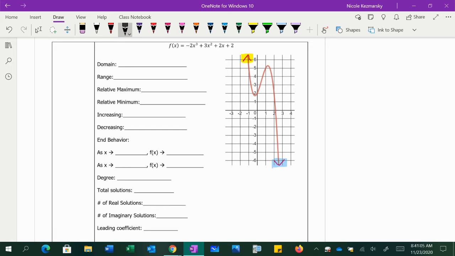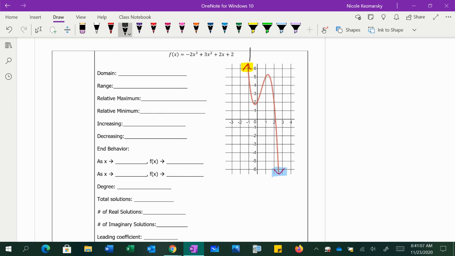Well, the yellow arrow is headed up, so the y values are headed towards infinity, but it's also headed very slowly to the left, so the x values are headed towards negative infinity. Similarly with the blue arrow, it's pointing down, and so y is headed towards negative infinity, but the arrow is also very slowly going to the right, and so x is going to positive infinity.